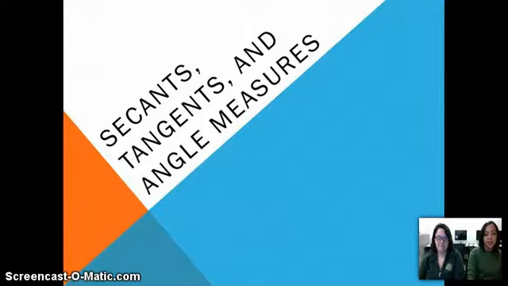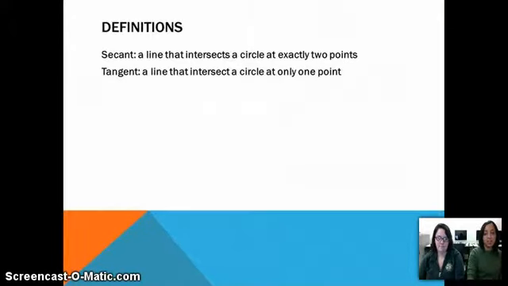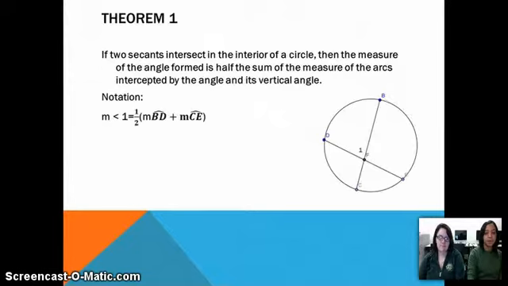This PowerPoint is about secants, tangents, and angle measures. A couple definitions you may need to know. A secant is a line that intersects a circle at exactly 2 points, and a tangent is a line that intersects a circle at only 1 point.